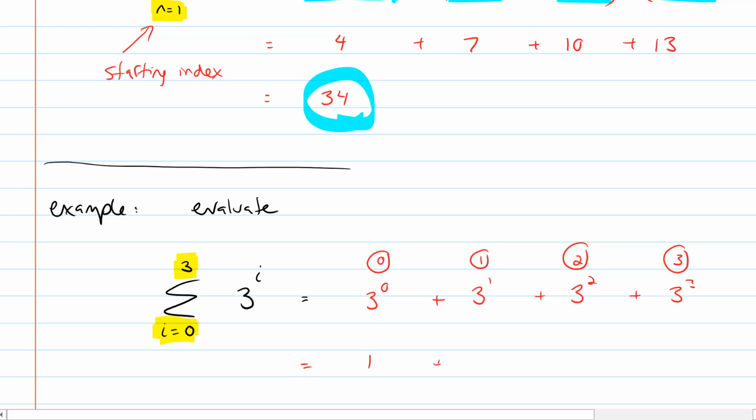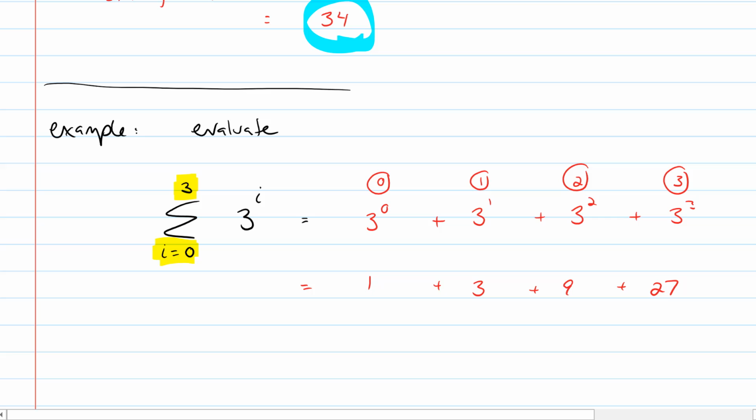Simplifying, this is 1 plus 3 plus 9 plus 27. And that's going to give me 27 plus 3 is 30. So this is going to give me a total of 40.